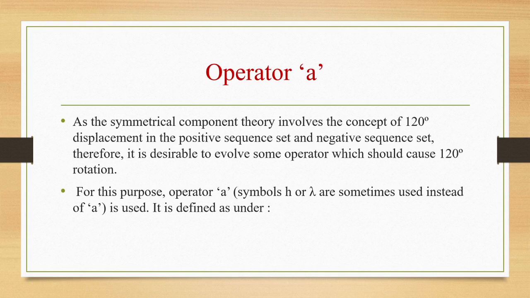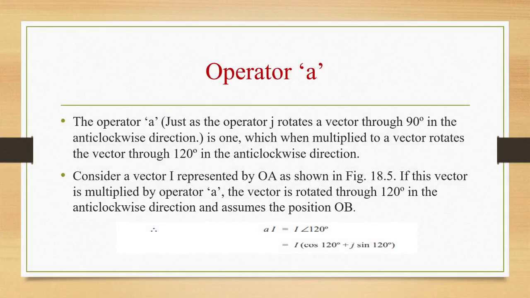The symbol H or lambda can also be used instead of the symbol A. So let us see the definition of operator A. Operator A is one which when multiplied to a vector rotates the vector through 120 degrees in the anticlockwise direction. It is just like an operator j rotates a vector through 90 degrees in the anticlockwise direction. So instead of 90 degrees for j, here for operator A it is 120 degrees in anticlockwise rotation.